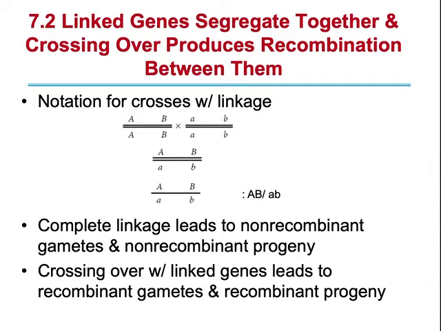Linkage and crossing over can be seen as processes that have opposite effects. Linkage keeps particular genes together, and crossing over is going to mix them up. It's going to scramble them. And that makes new combinations of genes.